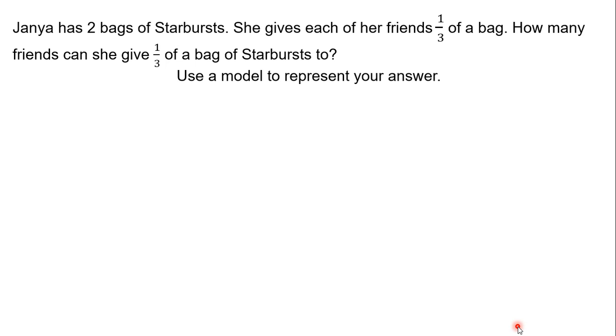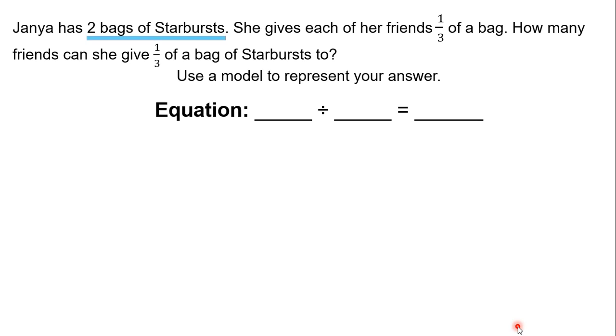Finally, Janaya has 2 bags of Starburst. She gives each friend 1/3 of a bag. How many friends can she give 1/3 of a bag of Starburst to? First, let's create our equation. We're asking ourselves what is being shared, and that's the 2 bags of Starbursts. So our dividend, which is our first number, is 2, since that's what's being shared. She's going to give each friend 1/3 of a bag of Starbursts, so our divisor is 1/3.